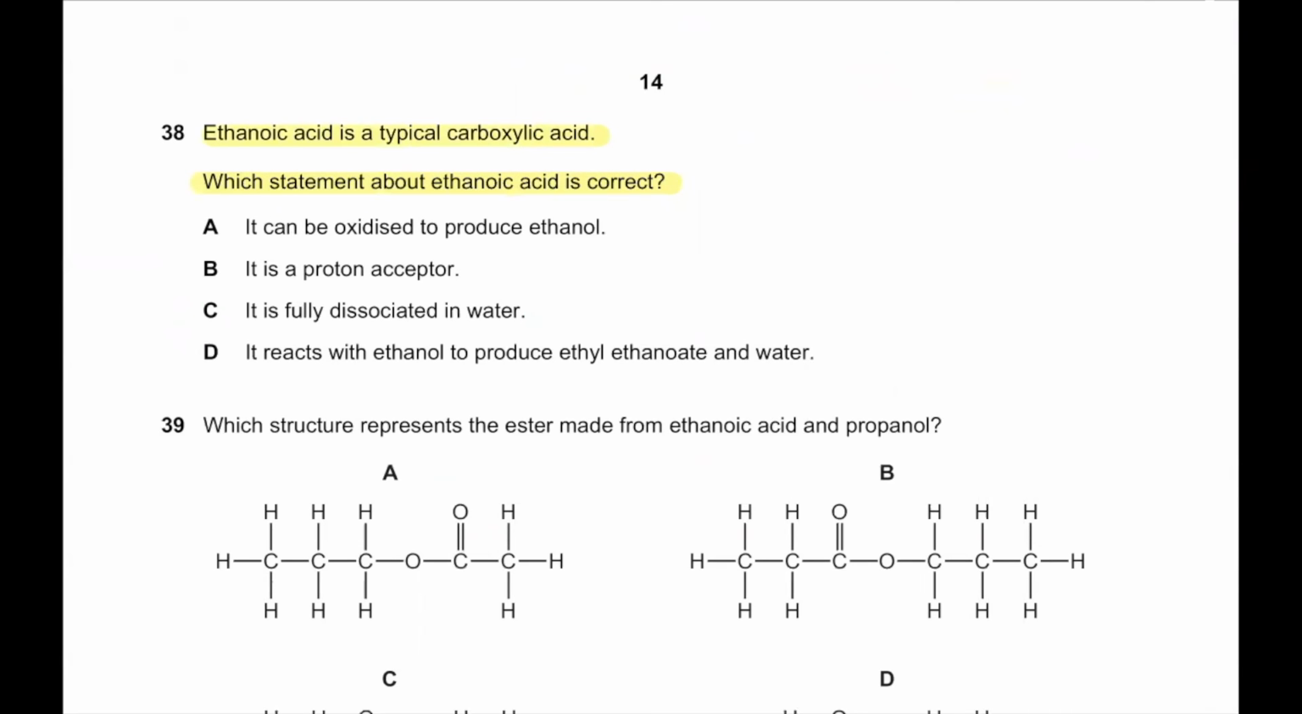Now, definitely we are looking for, it's an acid, right? It can be oxidized to produce ethanol. If we consider ethanoic acid, or CH3COOH, if we were to oxidize it any further than this, you would burn it. You would turn it into carbon dioxide and water. So yes, it does not produce ethanol by oxidation. It is a proton acceptor. We know it is an acid. Acid is a proton donor. The word acid refers to a proton donor. Since it is a proton donor, it is not accepting a proton.